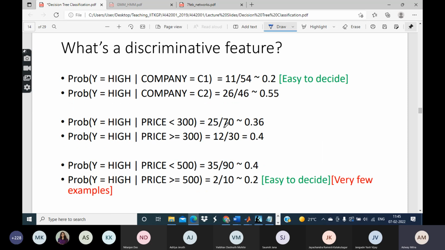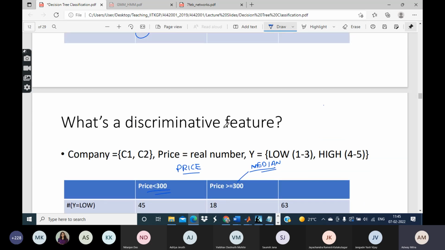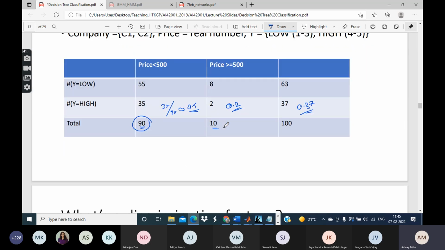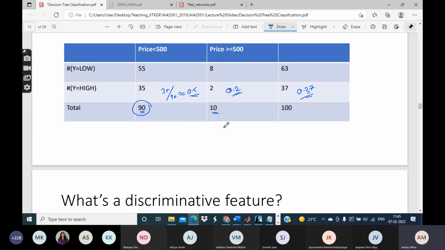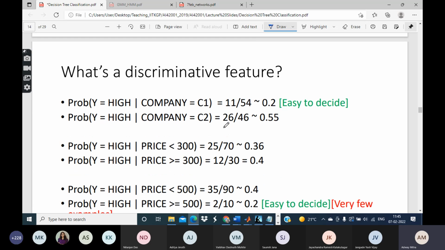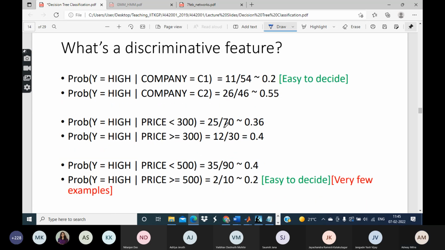So what does it bring us? We investigated several features one by one. In fact, for the price feature, we considered 2 different thresholds, to see which are discriminative and which are not. And what do I mean by discriminative? Again, I'm basically talking about the decision boundary.